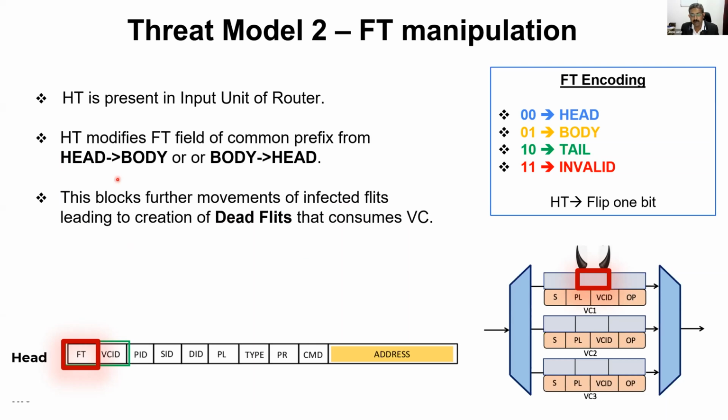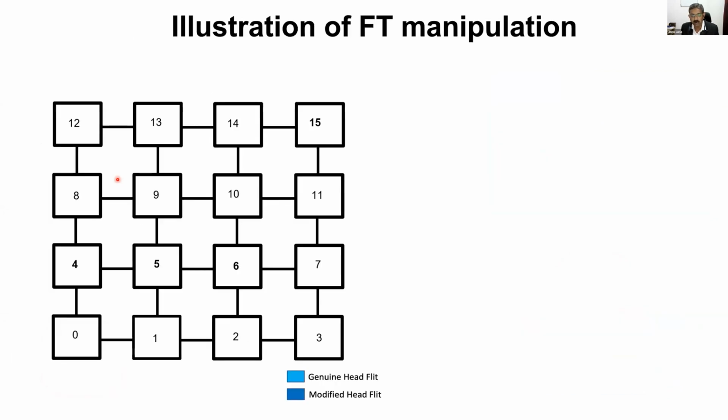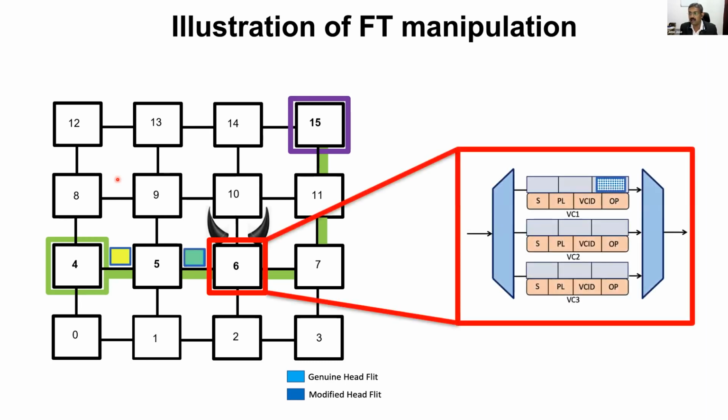So if a head flit becomes a body flit, no other head-flit-based operations like routing and virtual channel control are done, and things move accordingly. Coming to the illustration, a packet is moving from 4 to 15. At 6, it got modified to a body flit, and since it is a body flit, no other movement happens.